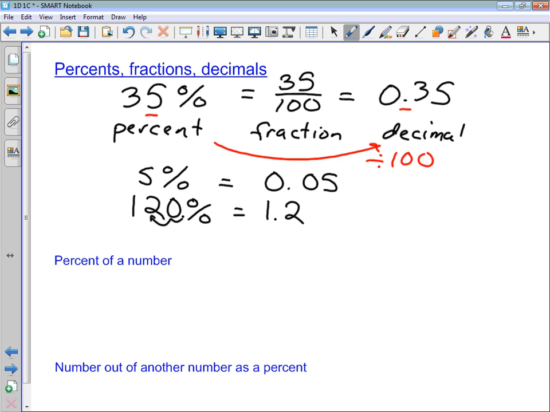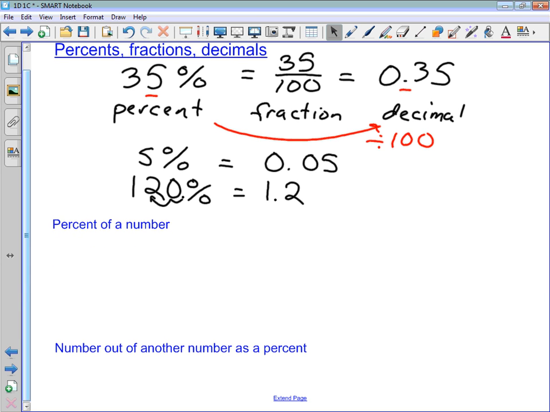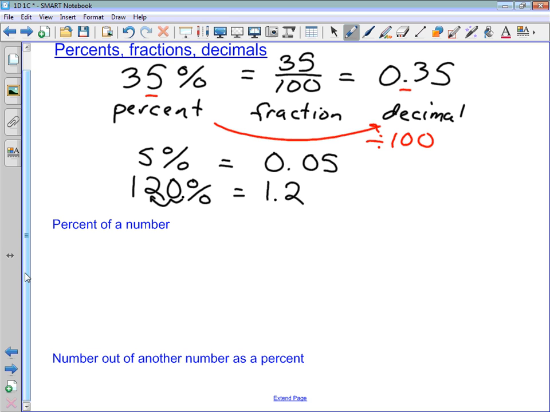Okay. The two big kinds of calculations you need to be able to do with percents is you need to be able to find the percent of a number, and you need to be able to, if you're given two numbers, express the relationship as a percent. So percent of a number, you might be asked to do something like 35% of 62. Okay? Just to make up some numbers there.